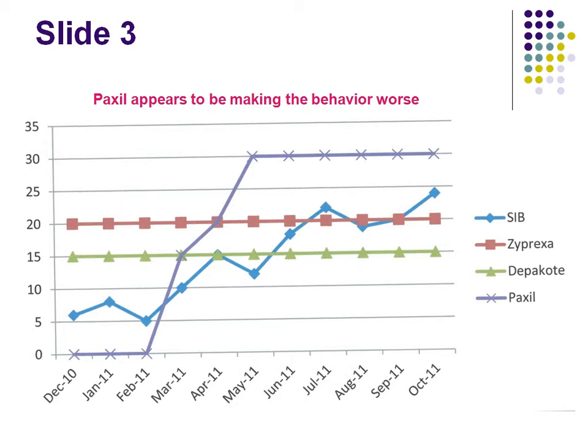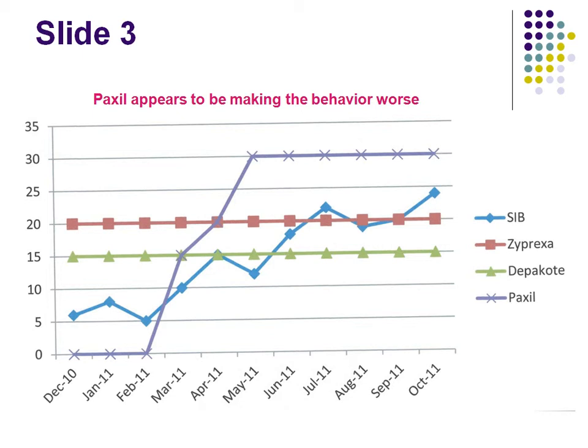And it looks like the behavior frequency in the blue line, the self-injurious behavior, actually increased after the Paxil was started. Now, this increase could have been due to the Paxil, or it could have been due to some other factors. Maybe there was an environmental change, different staff people. Maybe he started a job and wasn't getting along well at work. But if you rule out all those environmental factors, it could be that the Paxil was playing a role in worsening the behavior. And it's something that we see quite frequently.